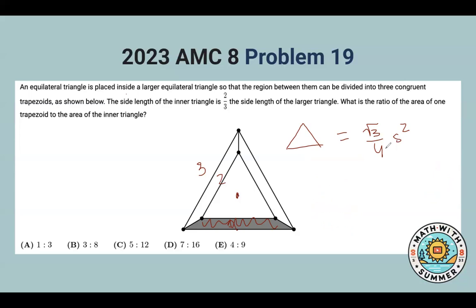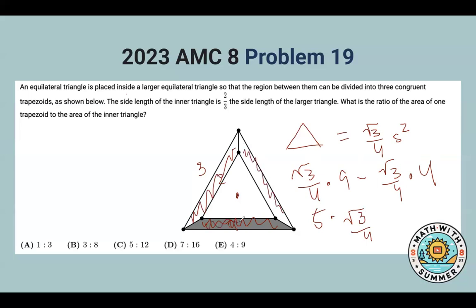So using what we established as 3 and 2, we know that the larger one would be √3/4 times 9, and the smaller one would be √3/4 times 4. So I'm just going to keep the √3/4 and say it's 9 minus 4, right? Distributive property, 9 minus 4, 5 times √3/4 is this area here. Sorry, all of these areas combined, right? And to find one of these, we would divide by 3, since there's 3 of them, and they're all equivalent.